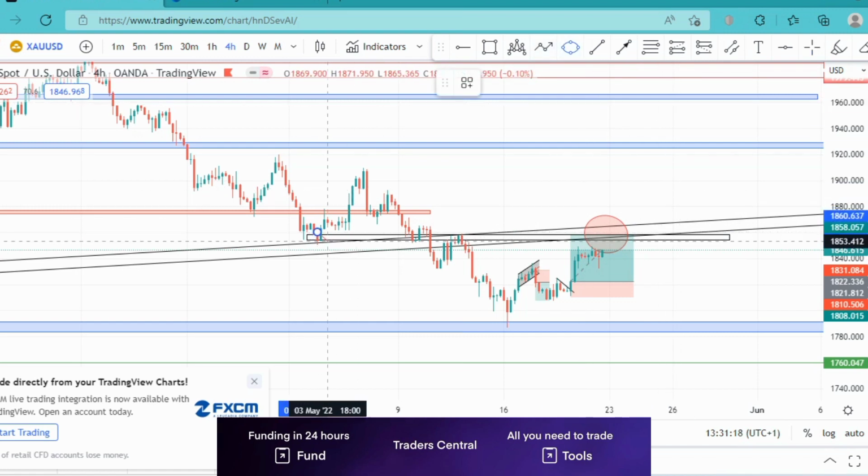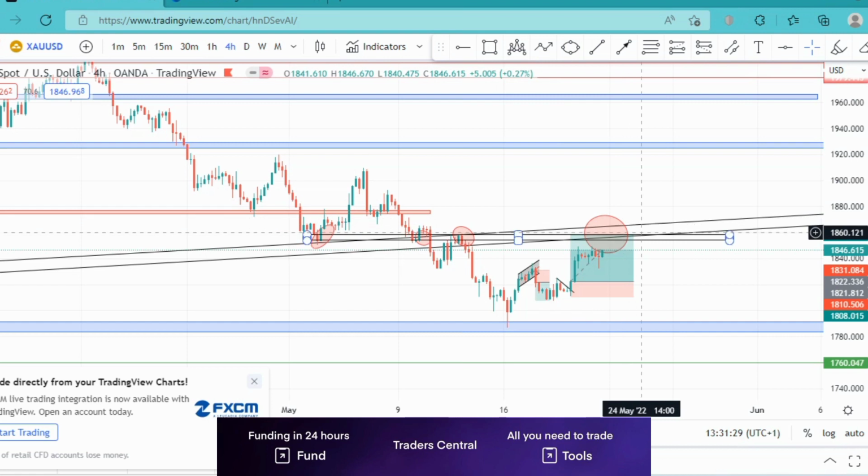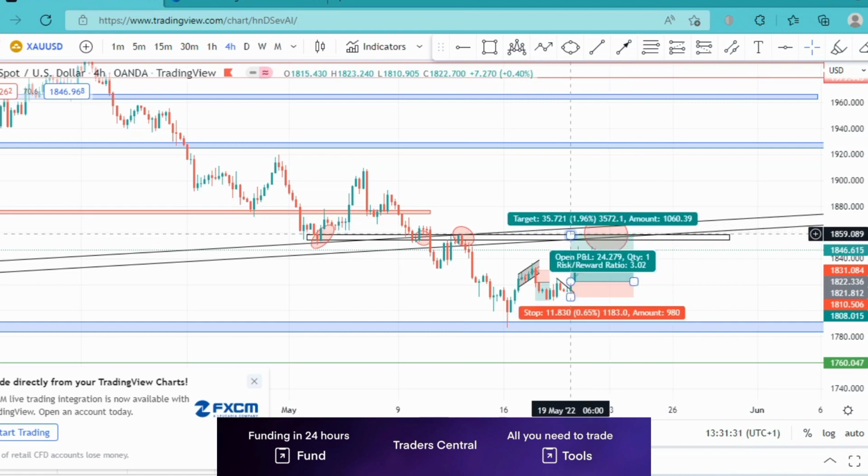I'm waiting to see how price reacts to this level here, and I'll give an update during the course of the week. And if price gives us a good opportunity to capitalize on, I'll quickly post a video about that, and then hopefully turn on your post notifications so that you can see an update on the move as well.